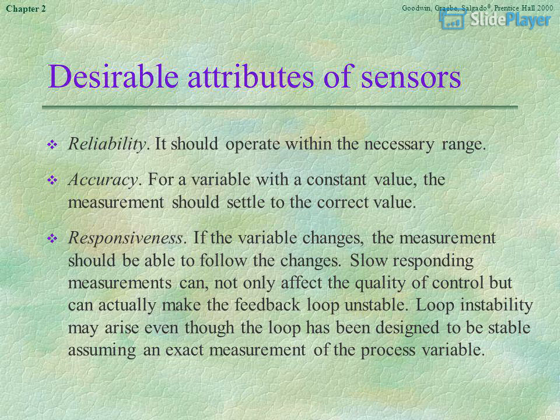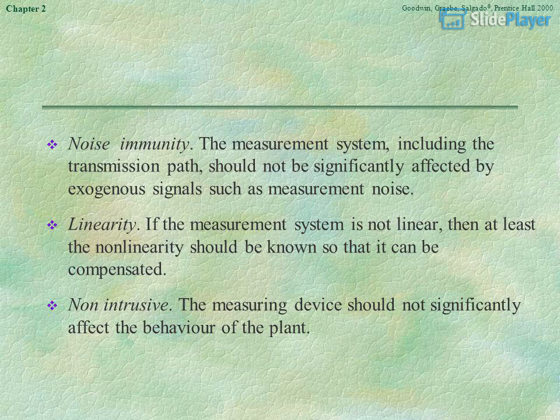Reliability. It should operate within the necessary range. Accuracy. For a variable with a constant value, the measurement should settle to the correct value. Responsiveness. If the variable changes, the measurement should be able to follow the changes. Slow responding measurements can not only affect the quality of control but can actually make the feedback loop unstable. Loop instability may arise even though the loop has been designed to be stable, assuming an exact measurement of the process variable.